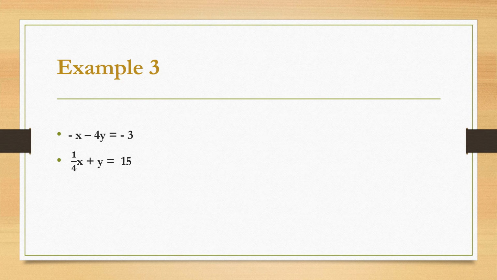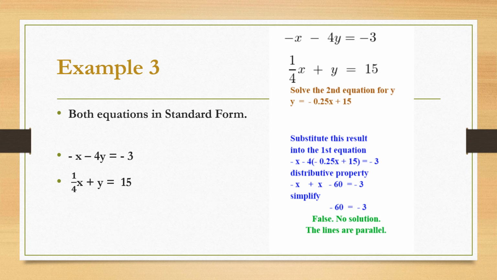Lastly, example 3. Again, please pause the video to work this out on your own. For example 3, both equations are in standard form. What I did is substitute the result from the second equation once it was worked out to have y isolated, with y equals negative 1/4 x plus 15, by subtracting 1/4 x from each side. That result of y is substituted into the first equation everywhere you have y.